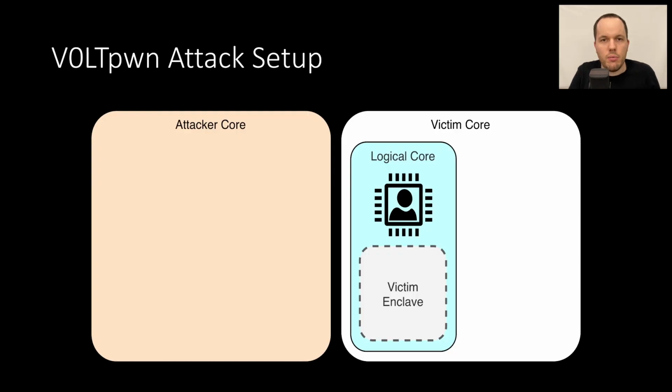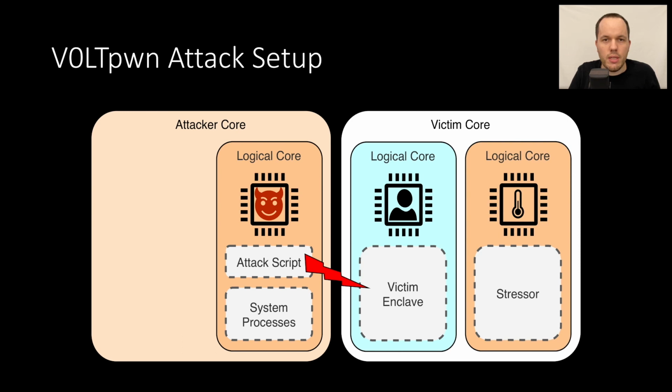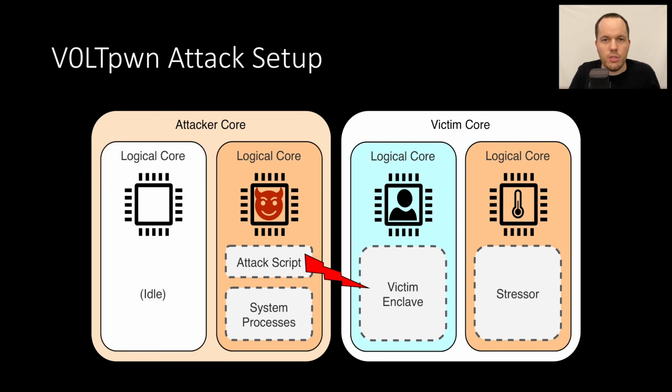After our analysis, we can finally mount our attack. We start the victim SGX enclave on one core and our attack script on a different core. We move all the system processes and every other process to the attack core in order to reduce interference on the victim. Moreover, we want to increase contention with the CPU resources on the victim core in order to increase the likelihood of fault. To do this, we introduce a stressor program on the logical partner of the victim core, that is, the other logical core on the same physical core. On the other hand, we do not want contention on the attacker core, thus we keep its logical partner idle.